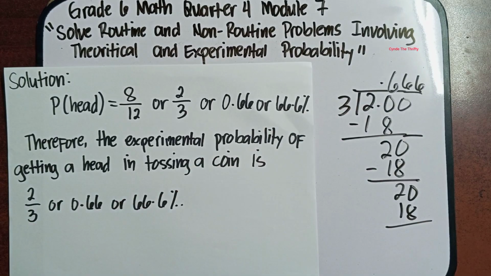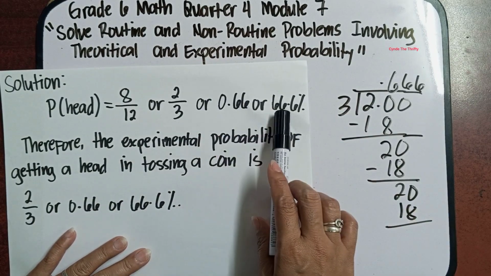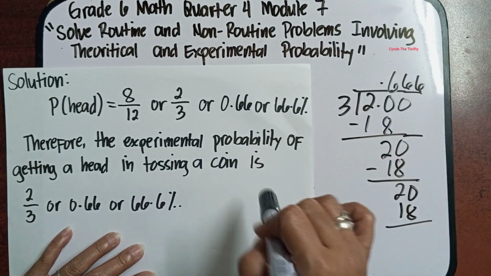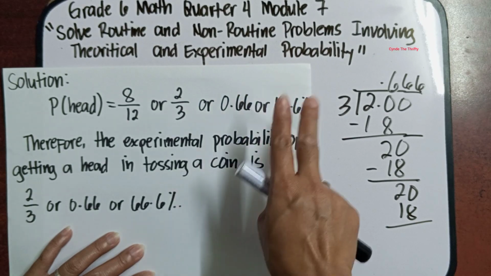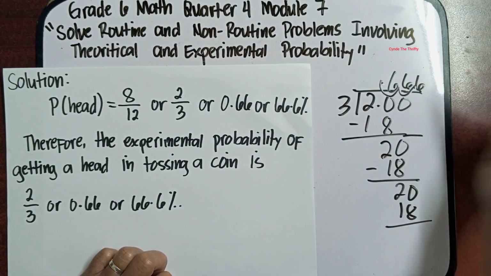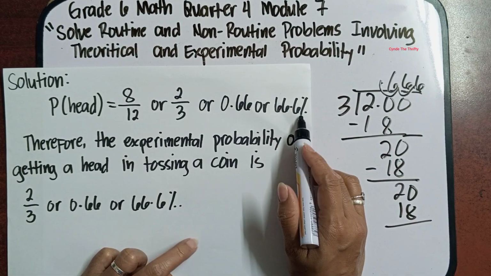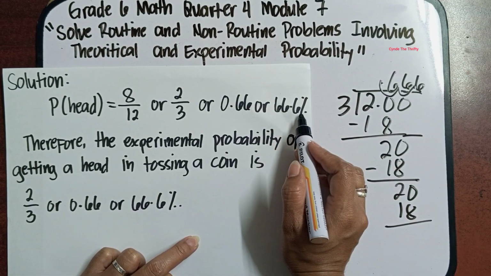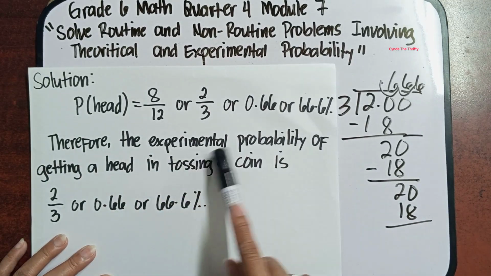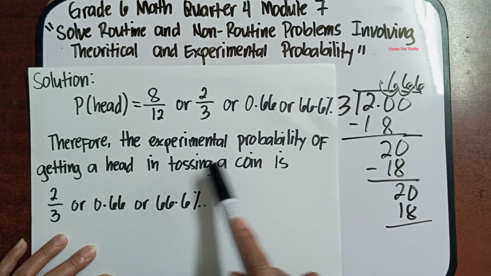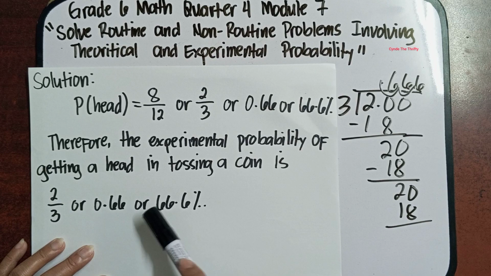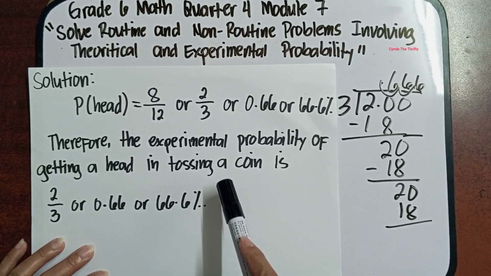So again, sa paggawa mo ng percent sa kanya, i-multiply mo siya ng 100. So kapag i-multiply mo siya ng 100, ang 100 is meron tayong dalawang 0. So simply, i-move mo lang itong decimal point natin dito, 1, 2. So ang sagot mo na sa iyong percent is 66.6%. Ito na yung final answer natin. Therefore, the experimental probability of getting a head in tossing a coin is 2/3 or 0.66 or 66.6%.